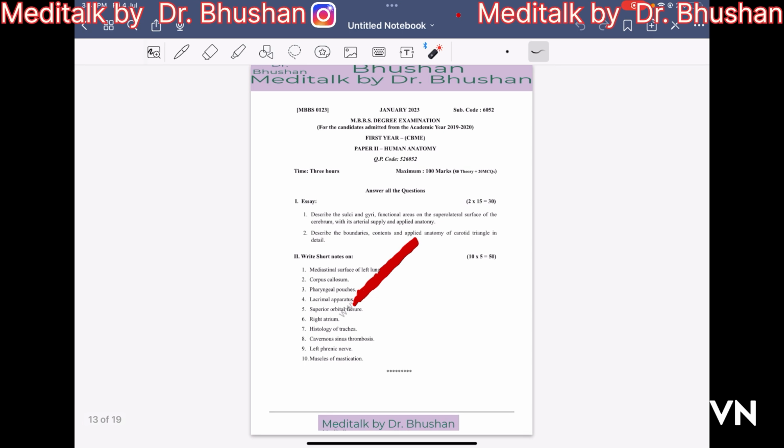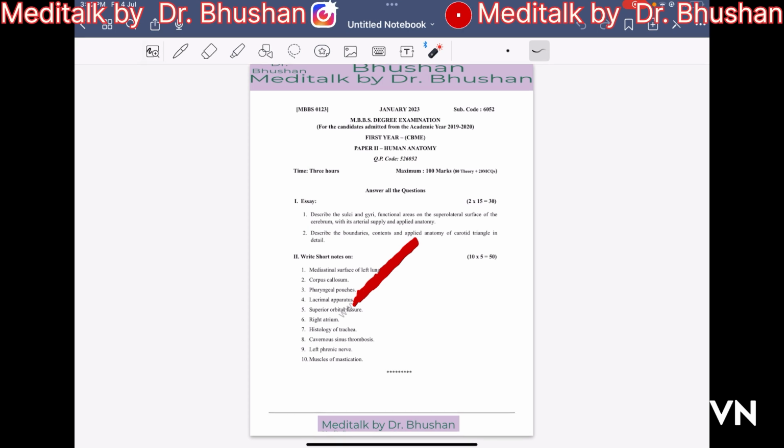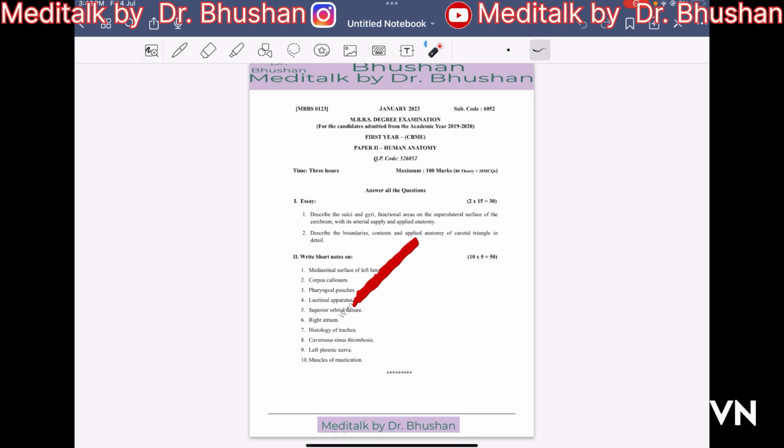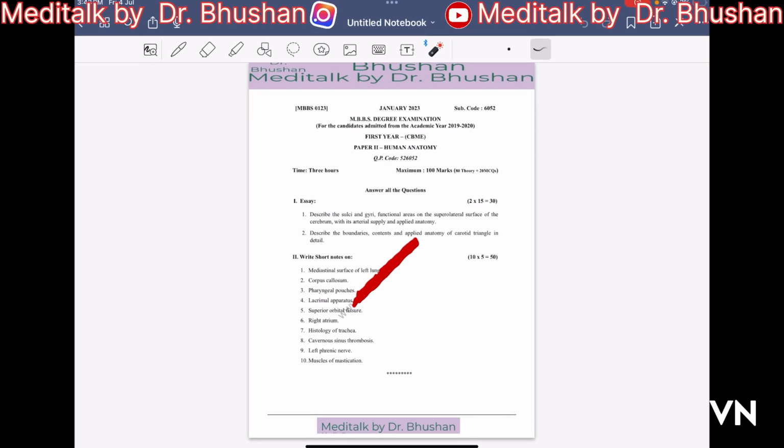Paper 2, January 2023. Here also 2 parts, essay and short notes. First is describe the sulci and gyri, functional areas of the superolateral surface of the cerebrum and its arterial supply and applied anatomy for the 15 marks. Second is describe the boundaries, content and applied anatomy of carotid triangle. This is also a previously asked question.